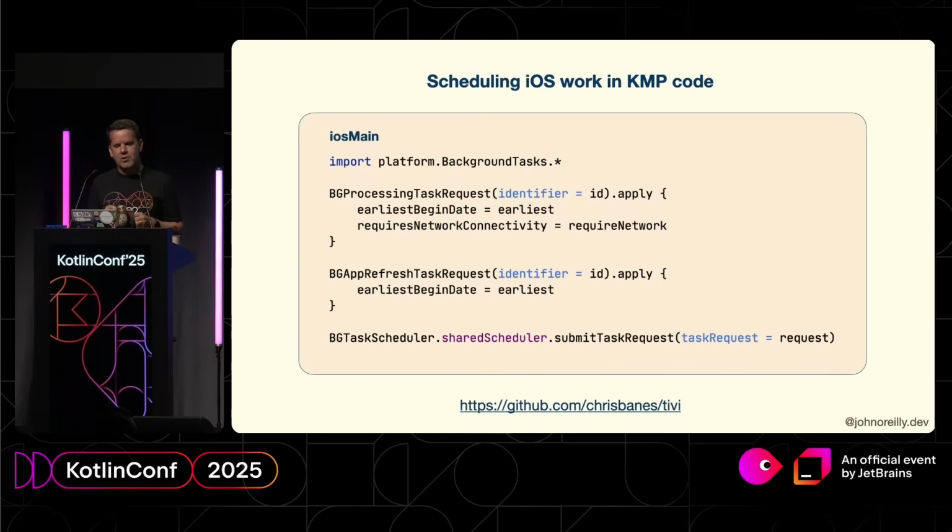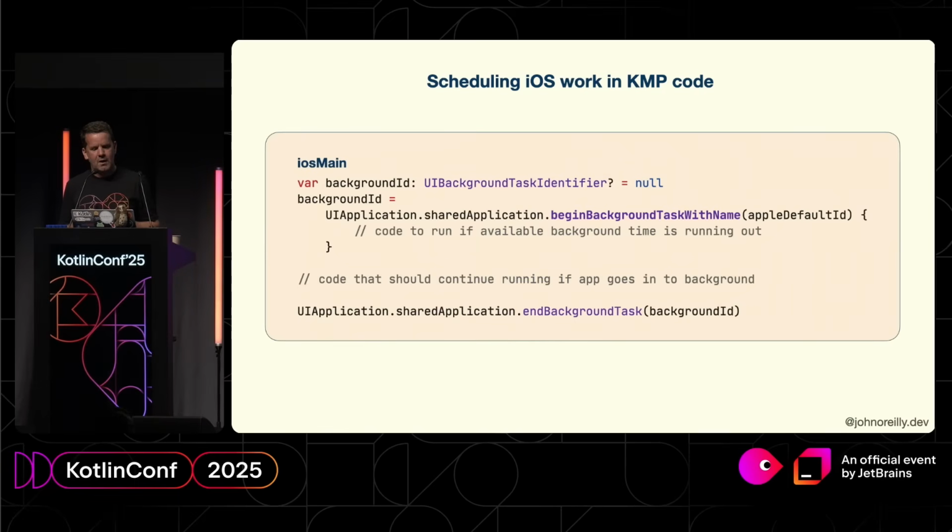Another approach is to create and schedule the tasks in iOS main in shared KMP code. There's a very nice example of doing this in Chris Baines' TV sample, and we're also doing something similar for the CMP project we're developing at Kraken. Another useful API we can use in iOS main is begin background task with name. This allows us to mark the start of a task that should continue if the app enters the background. We also get notified if our remaining background time is running out, and can, for example, schedule a background task if that happens.